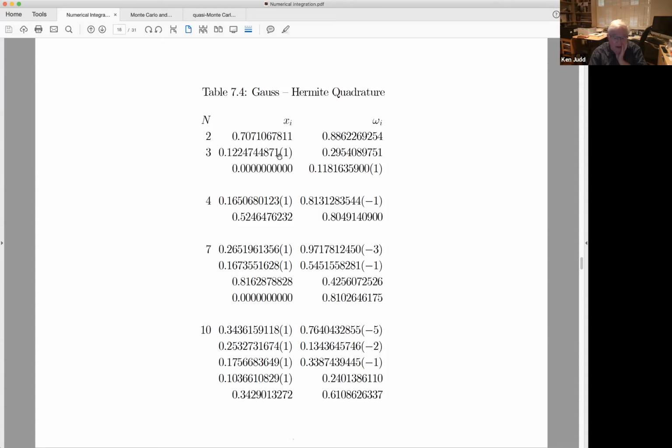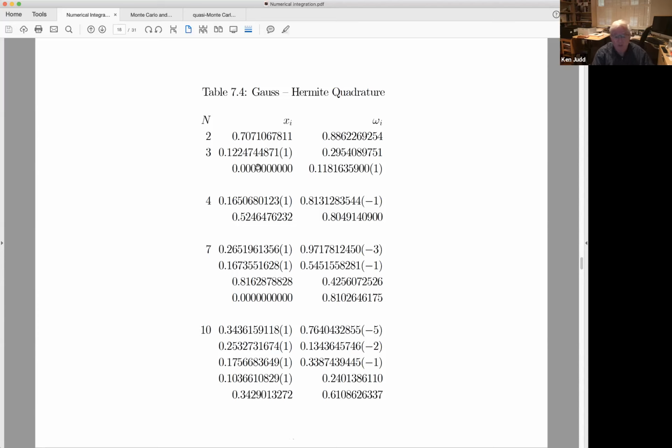Notice that when you have an odd number of points, one of the quadrature nodes is 0, the center, and then the other two will be the negative or positive of this. Okay, so that's how I got to read this, is that the 3-point formula doesn't have just 2 points. It's plus or minus this.